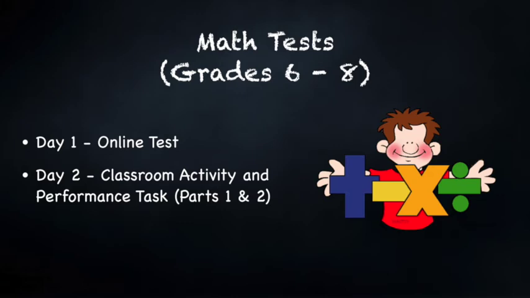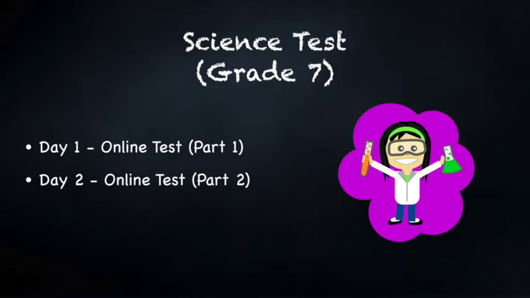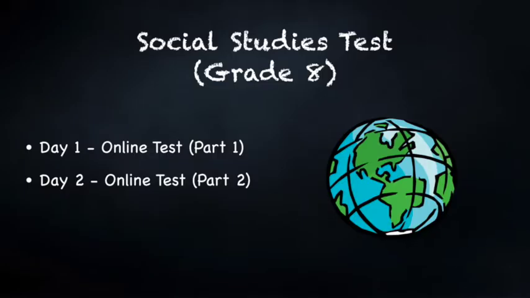The math test consists of 2 parts. On day 1, you'll take the online test, and on day 2, you'll have the classroom activity and the performance task, which will consist of parts 1 and 2. The science test will be given to 7th graders only and will be covered over 2 days. The social studies test will be given to 8th grade only and will be covered over 2 days as well.